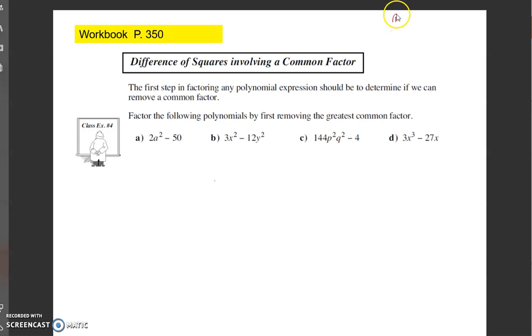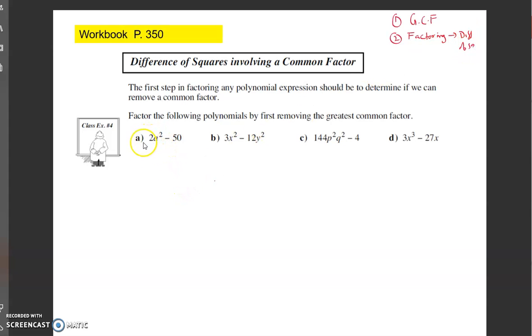So we should always follow these steps. The first step should be to find a GCF or try to get a GCF. And the second step should be trying one of the 3 methods of factoring. In this case, we're using difference of squares, because we only have 2 terms.